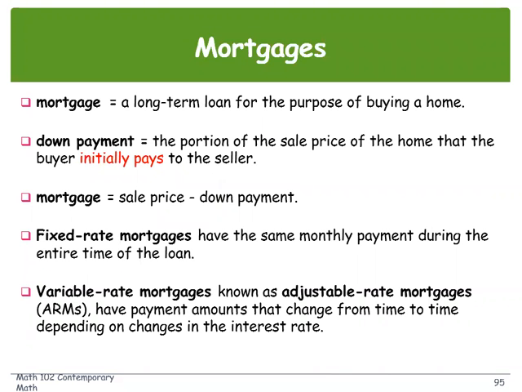Let's see some terminologies. Mortgage is a long-term loan for the purpose of buying a home. Down payment is the portion of the sale price of the home that the buyer initially pays to the seller. So then the mortgage would be the sale price minus the down payment. Fixed rate mortgages have the same monthly payment during the entire time of the loan, whereas variable rate mortgages, known as adjustable rate mortgages, have payment amounts that change from time to time depending on changes in the interest rate on the market.